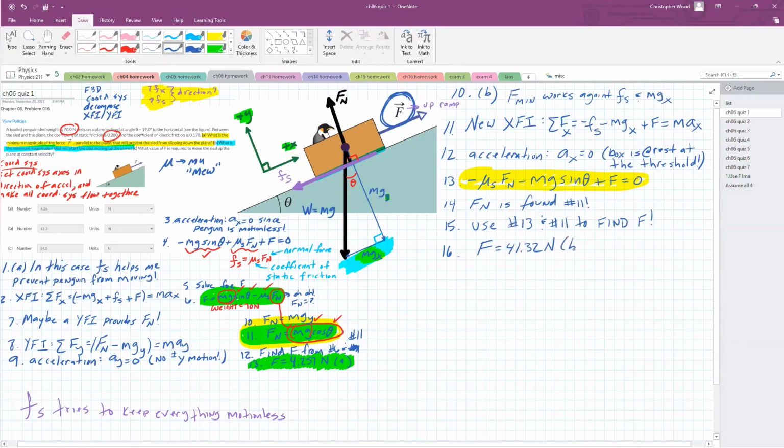And that's the answer to part B. Done with part A, done with part B. But could you explain what you have highlighted in 13? I don't really understand it.